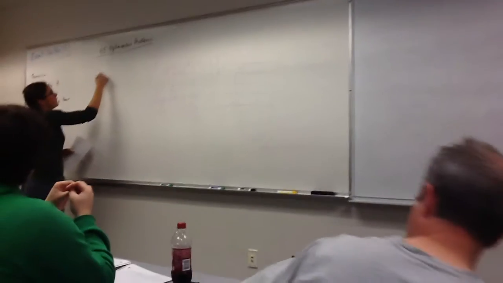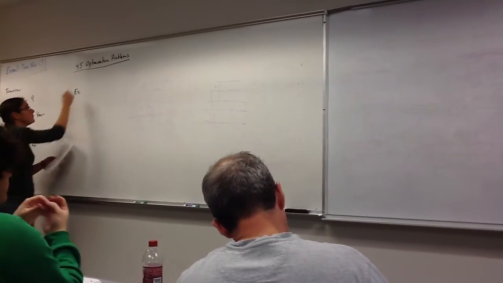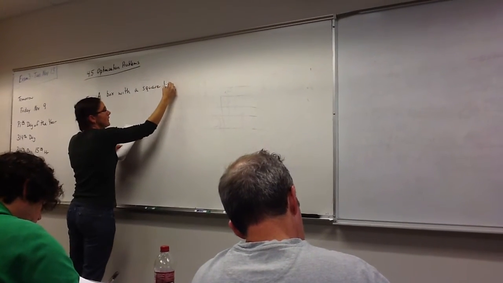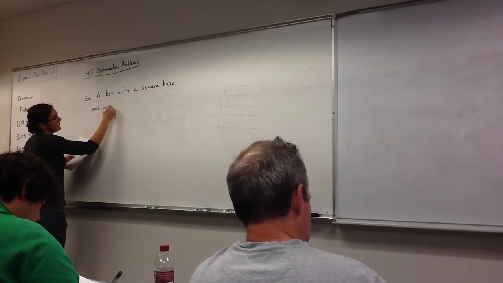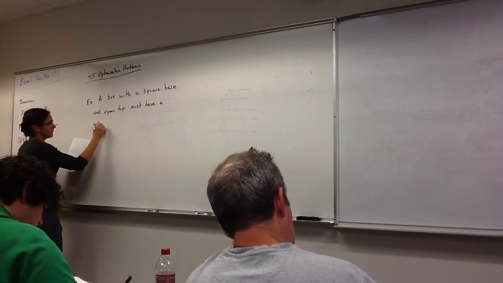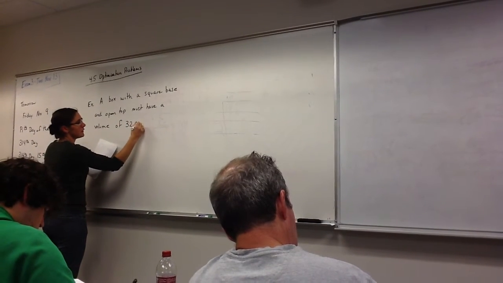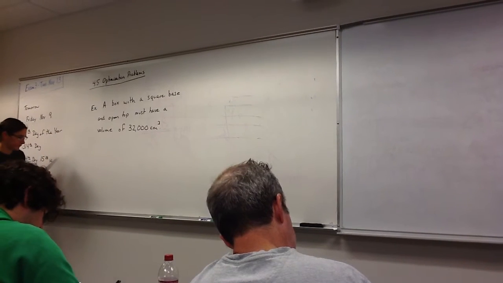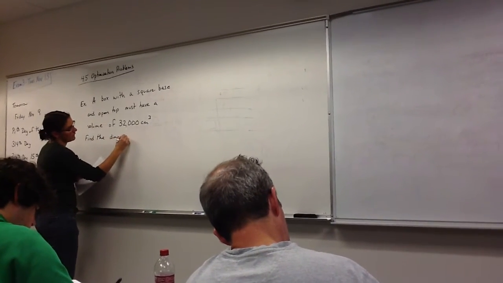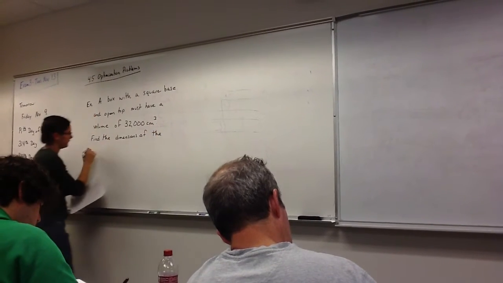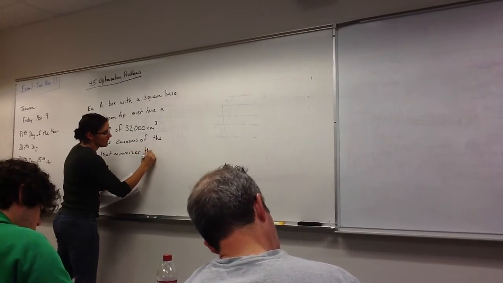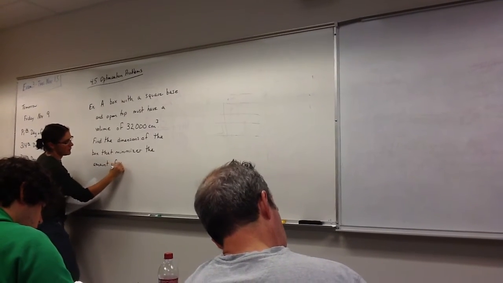Okay, so the example I'd like to look at starts like this. A box with a square base and open top must have a volume of 32,000 cubic centimeters. Find the dimensions of the box that minimizes the amount of material used.